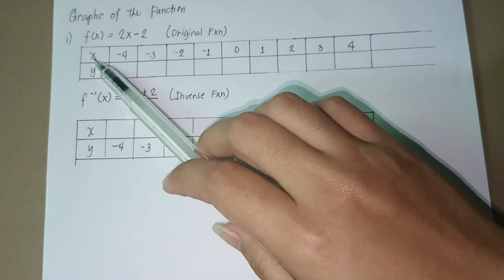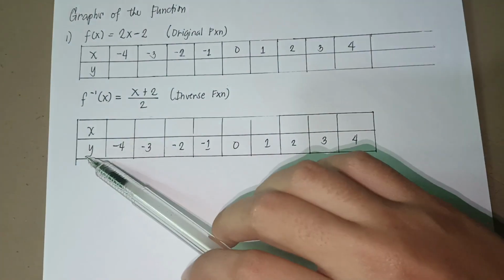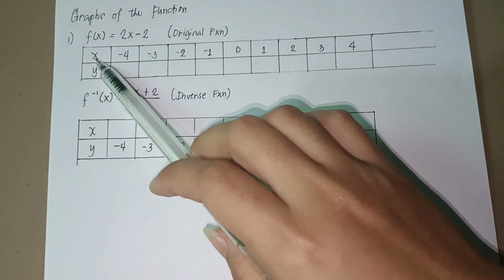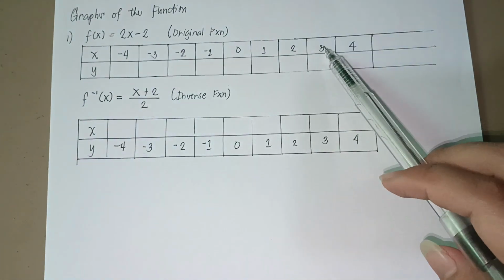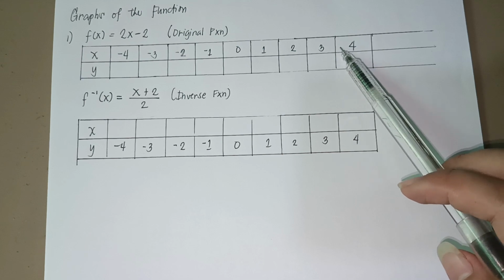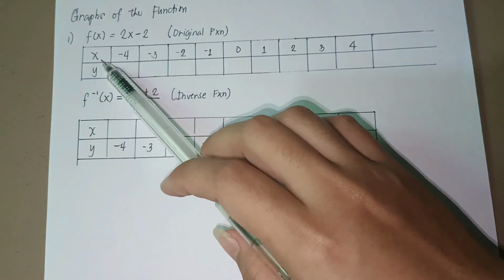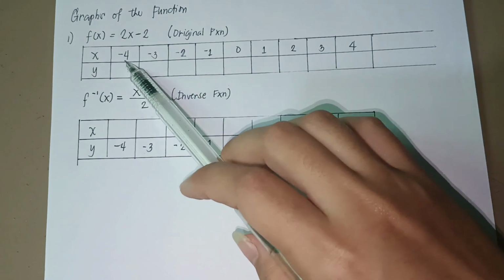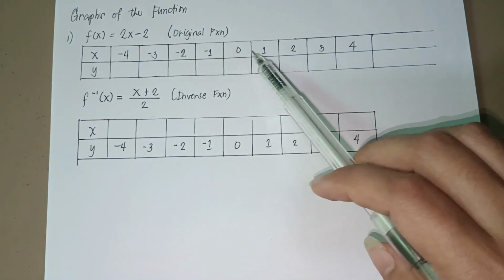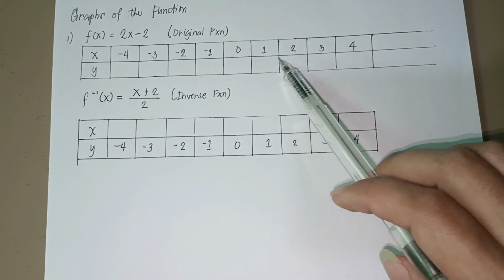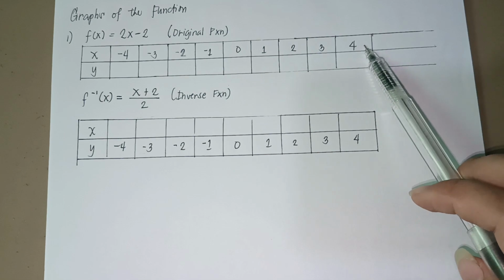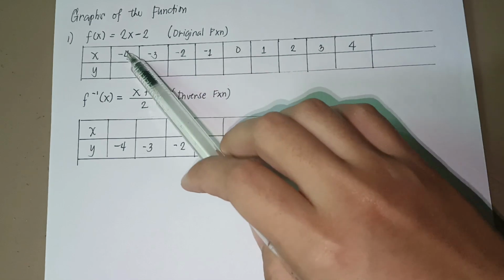Question, paano nagkaroon ng values yung x at paano nagkaroon yung values ng y dito? Okay, yung mga values of x dito, inassign natin siya. So, depende sa inyo kung anong gusto nyong number ang i-assign nyo as values of x. In this case, pinili natin ang negative 4, negative 3, negative 2, negative 1, 0, 1, 2, 3, 4. So, nagkaroon lang tayo ng balance sa 0 tsaka sa positive integers at sa negative integers.